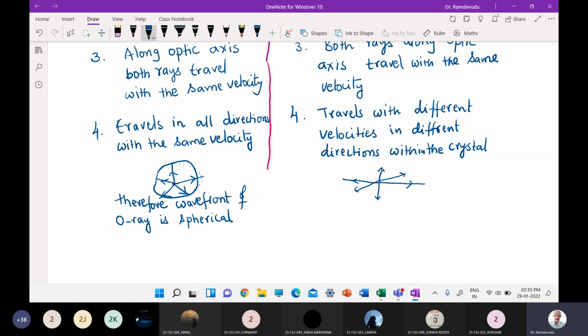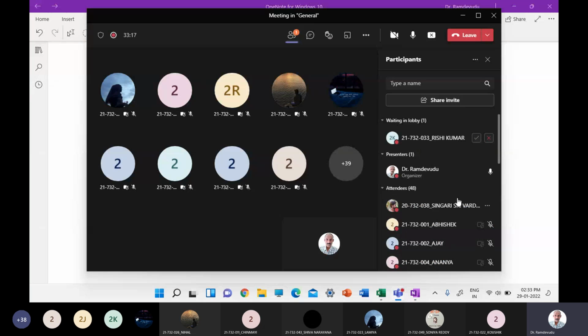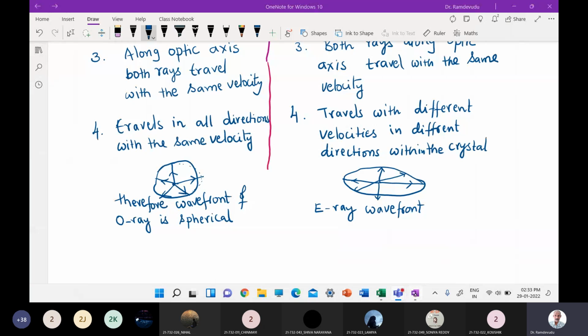So if I connect all this, I'll get an ellipse. Therefore, the wavefront of the E ray is ellipsoidal. We say the E ray wavefront is ellipsoidal.